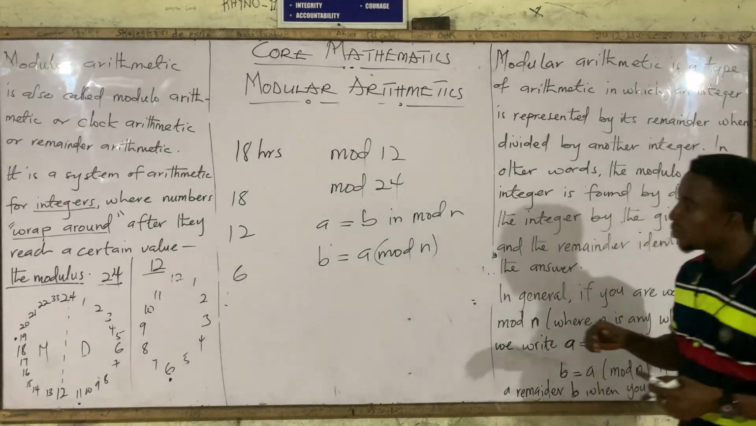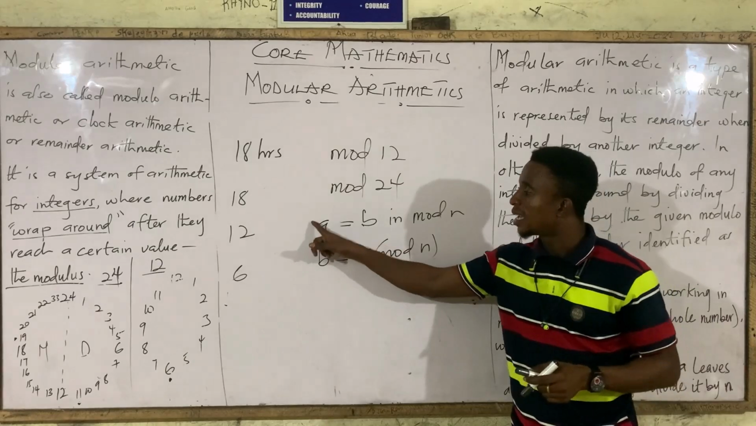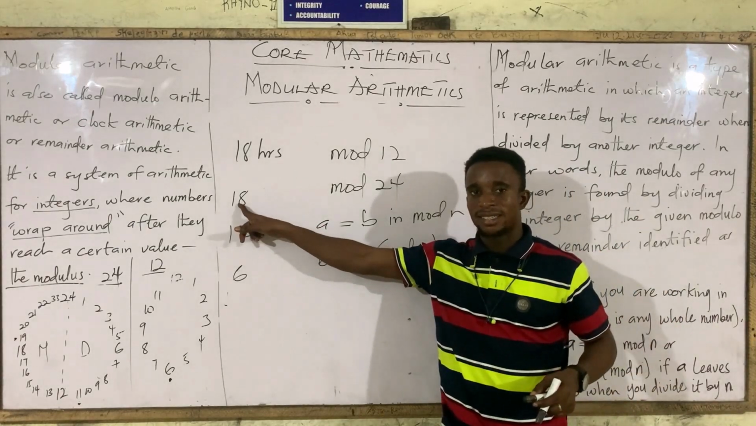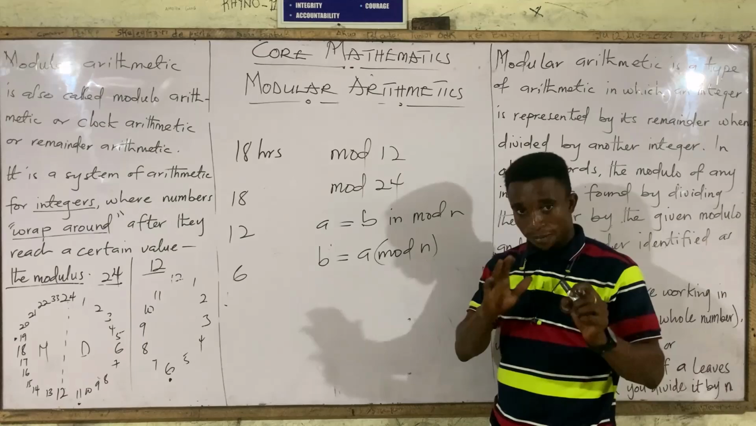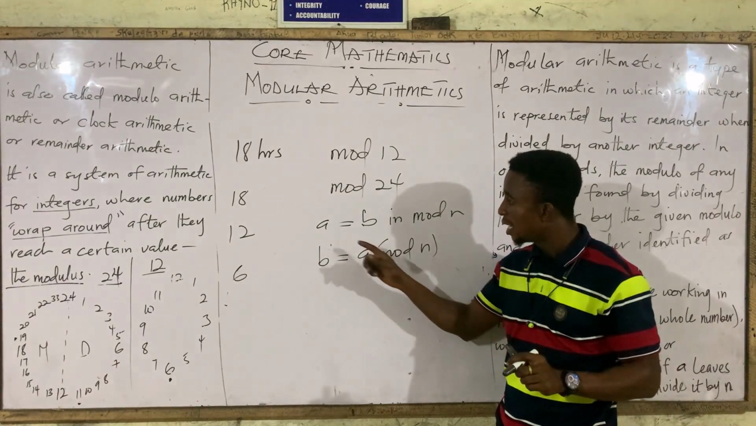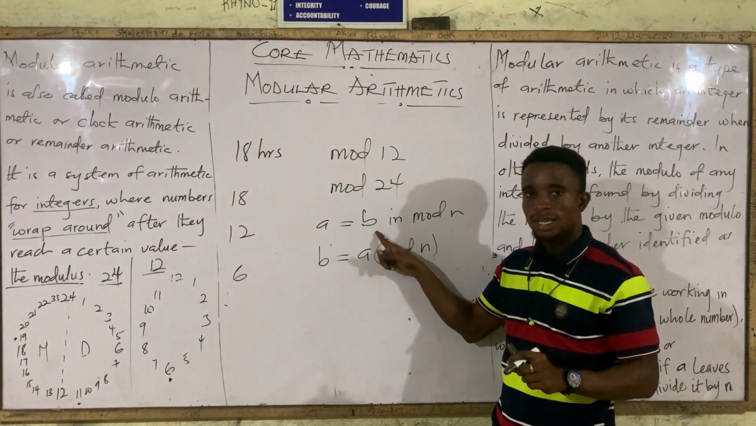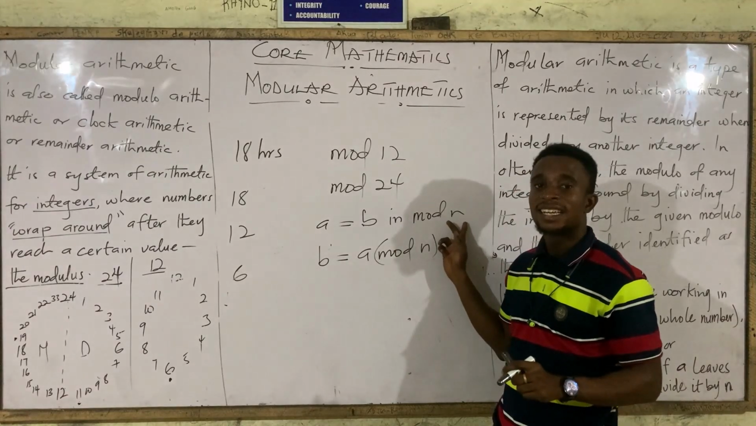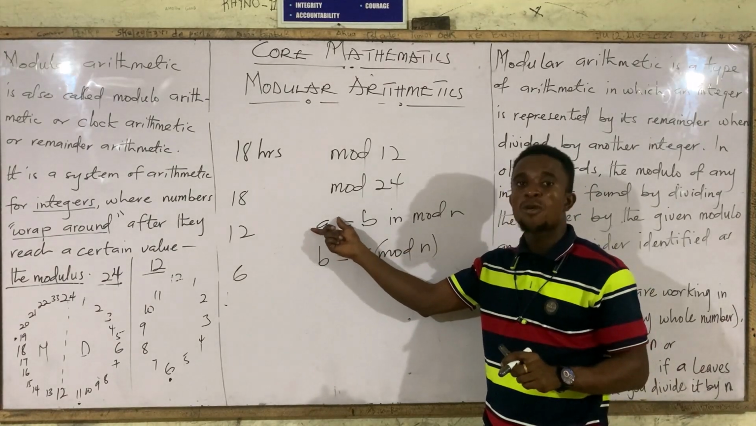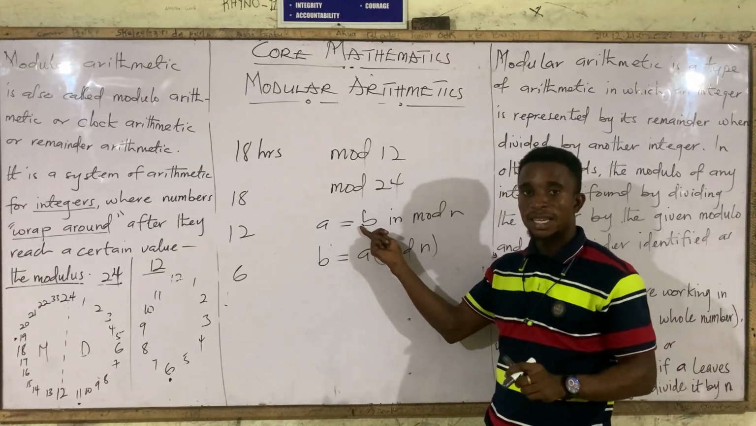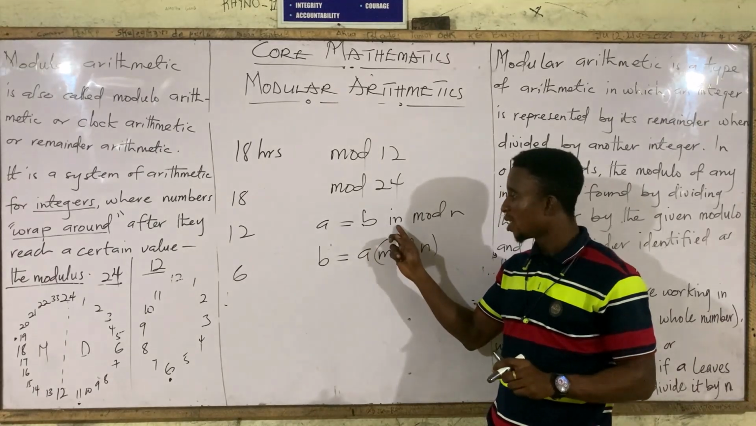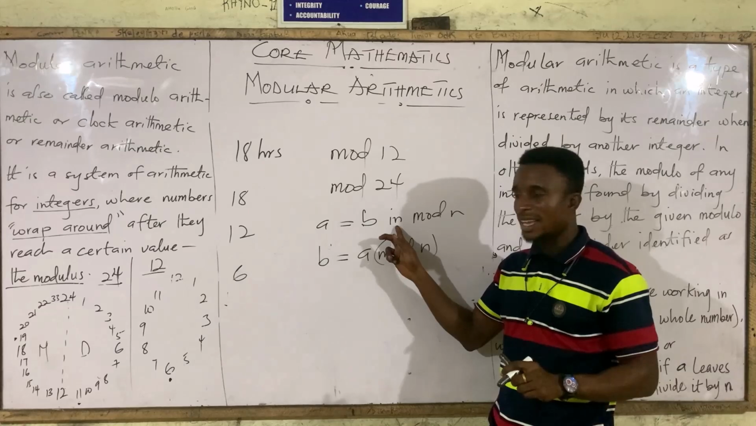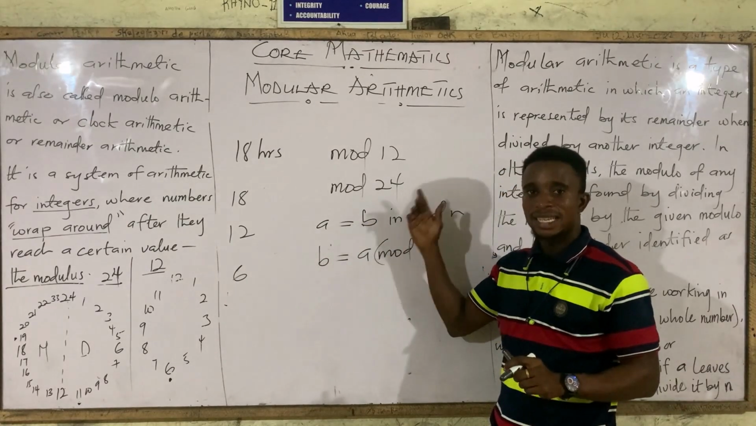So we are saying that whenever we take a number, like the 18, it means a is always equal to b in mod n. So when we take mod n of a, it gives us b. So that's why you are seeing here that a is equal to b in a certain mod.